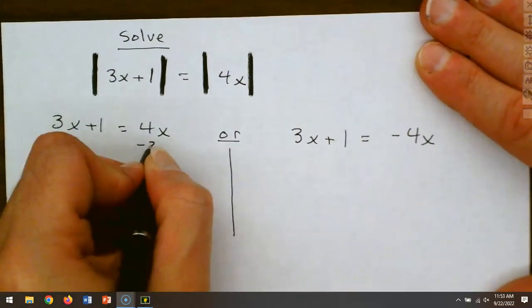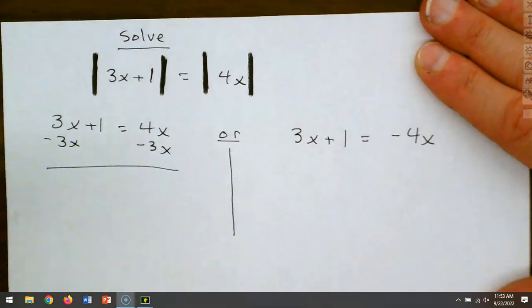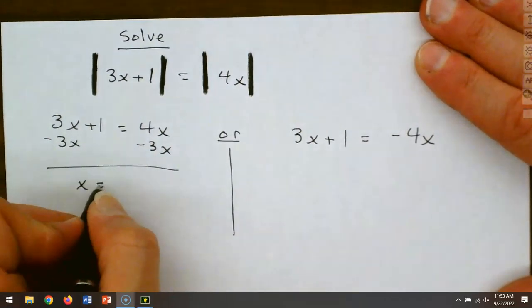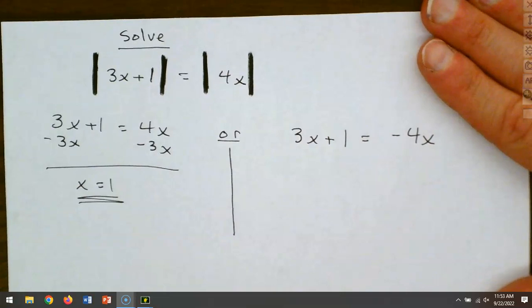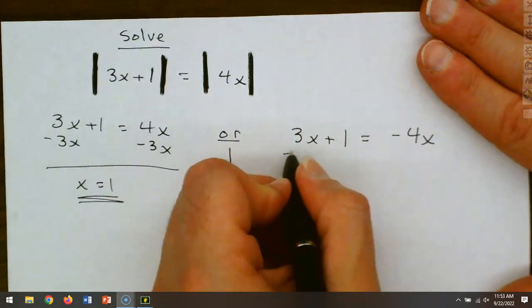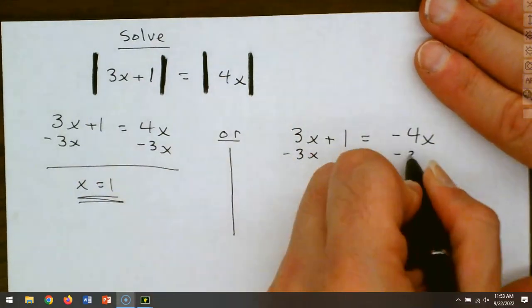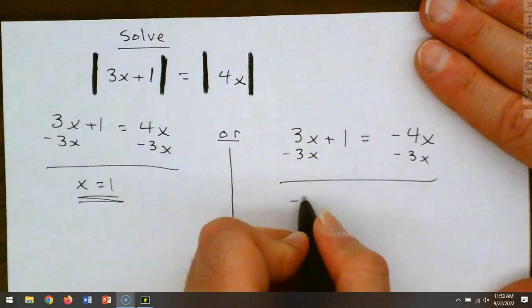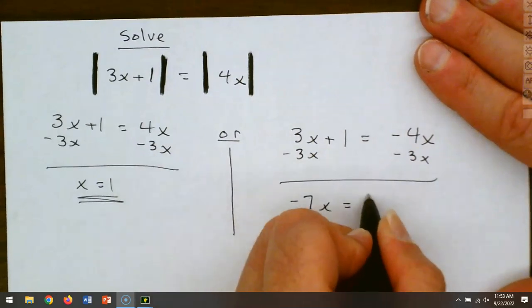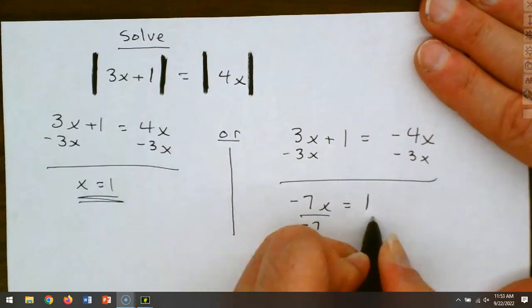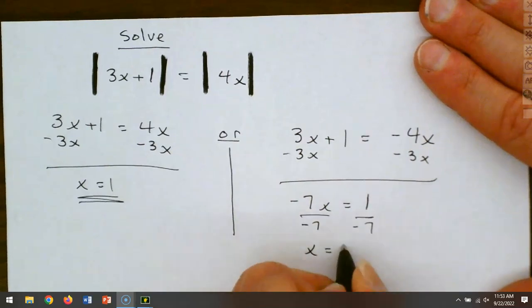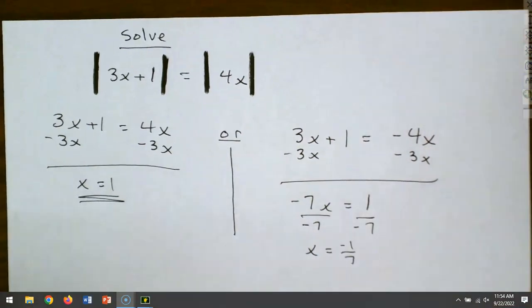Move the 3x over. So that gives you x equals now 1. And if I'm going too fast, just be sure and say something. The other side, we move the 3x over. And that gives you a minus 7x equals 1. Divide by your negative 7. And x now equals negative 1/7.